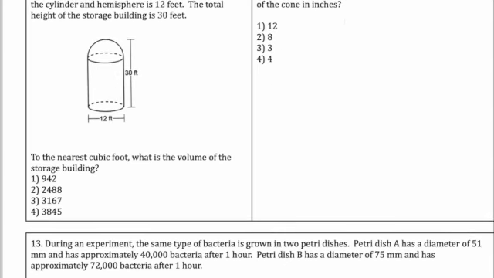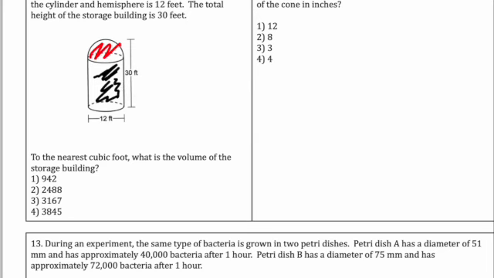A storage building is modeled below by a hemisphere on top of the cylinder. The diameter of both cylinder and hemisphere is 12 feet. The total height of the storage building is 30 feet. To the nearest cubic foot, what is the volume of the storage building? Okay, so we have to find the volume of this whole thing. So it's going to be the volume of the sphere plus the volume of the cylinder.